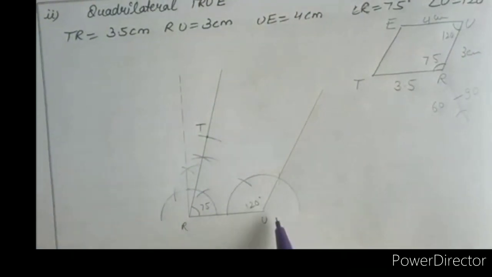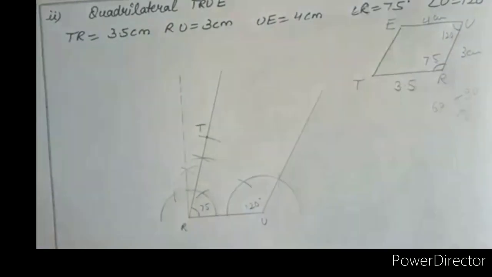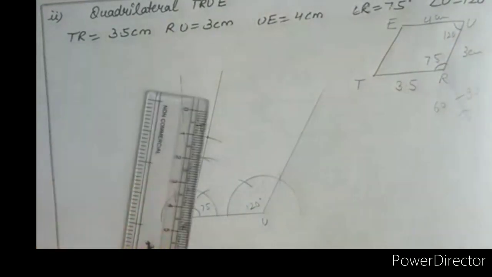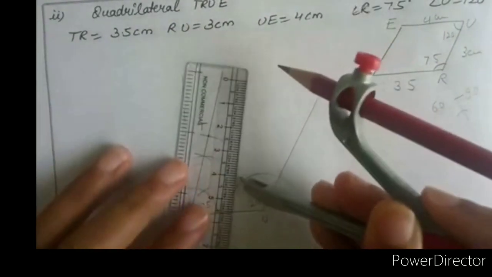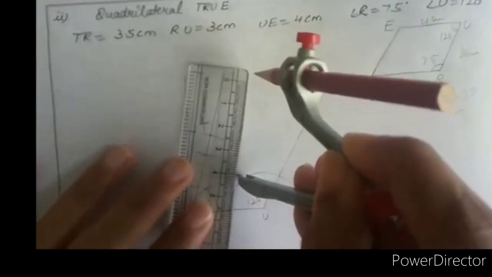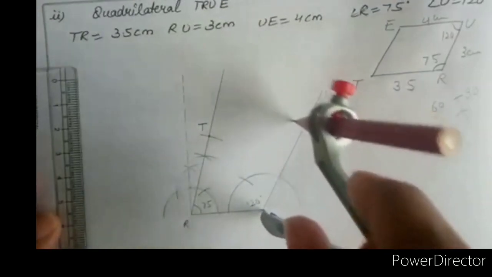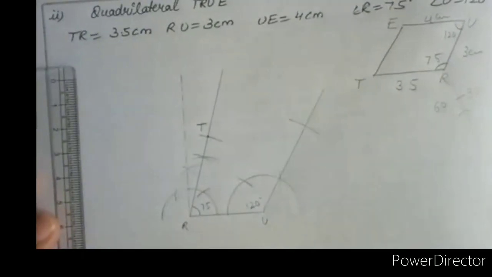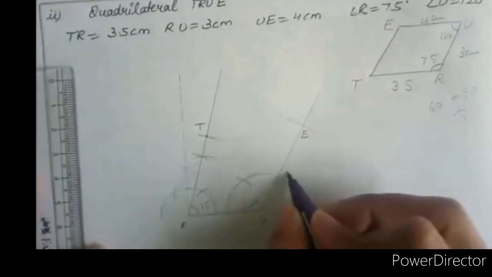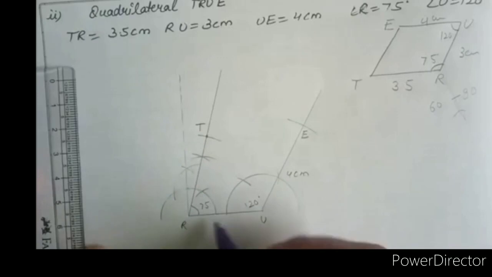Now we have completed 3 measures. Remaining, 4 measures we have completed, right? EU is remaining, that is 4 centimeter. U as center, 4 centimeter radius, cut that 120 degree ray. Where it cuts, there you give the name E. 4 centimeter, right? All measures.